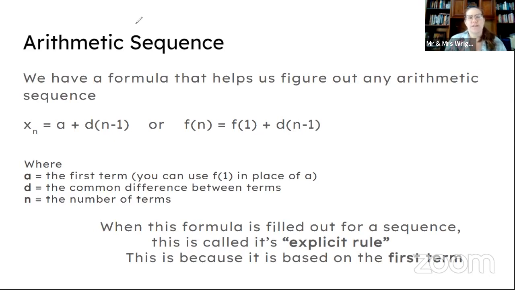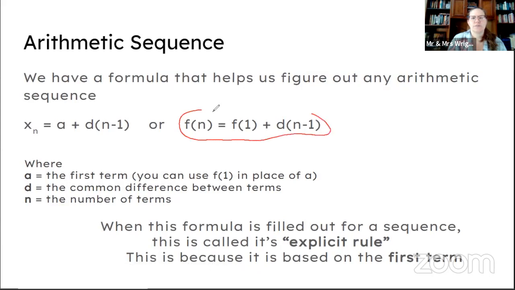So we have a formula that helps us with arithmetic sequences. A lot of times you'll see it as x sub n is a plus d times n minus 1. Now, this is very helpful, but in our program, we're going to be writing everything as functions. So I prefer that you write in your notes this right here: f of n is f of 1 plus d times n minus 1.